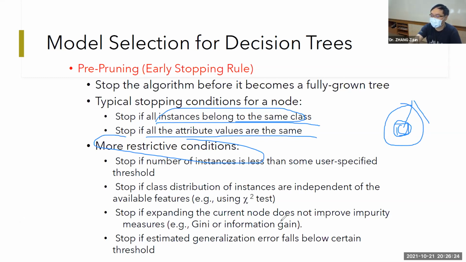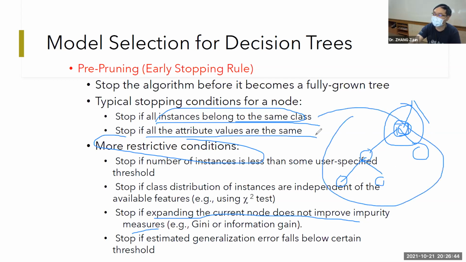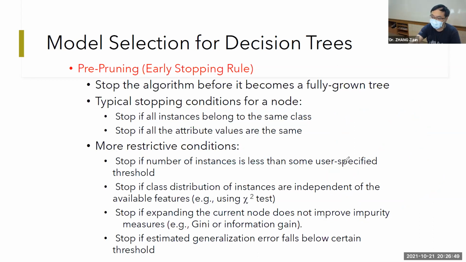And stop if expanding the current node does not improve the impurity measure. This is very intuitive. That means you further split, they are still ambiguous. You further split, they are still ambiguous. Then the ambiguity is not improved or solved by further growing the tree. Then you directly drop this part because those structures are meaningless. And stop if the estimated generalization error falls below a certain threshold. That means you further grow the tree, it cannot be further generalized, then you stop.